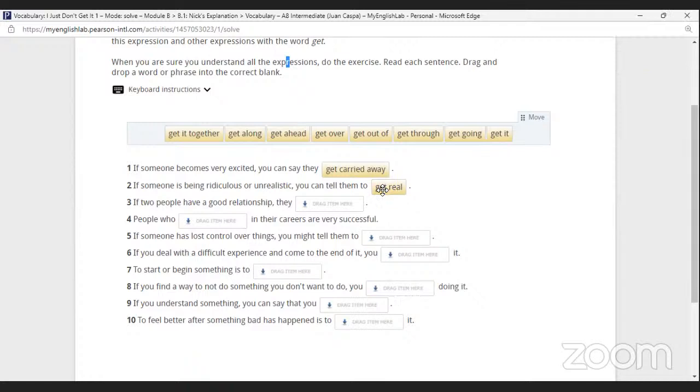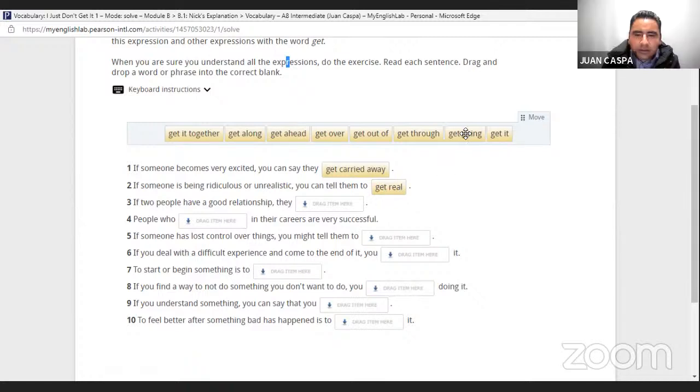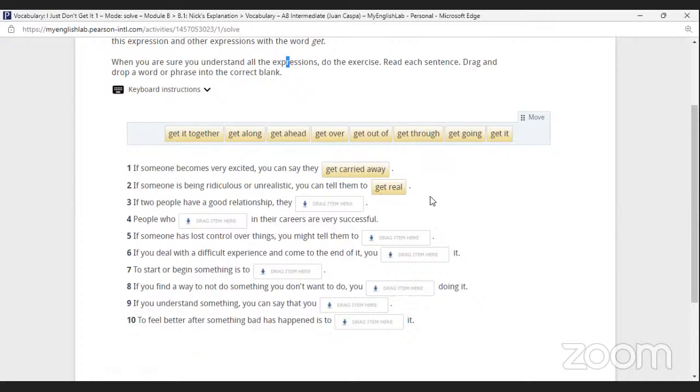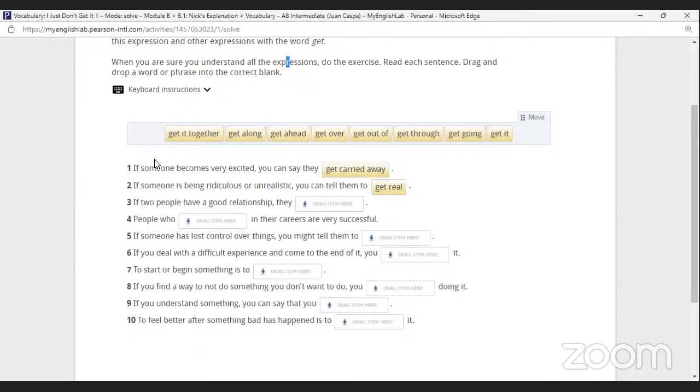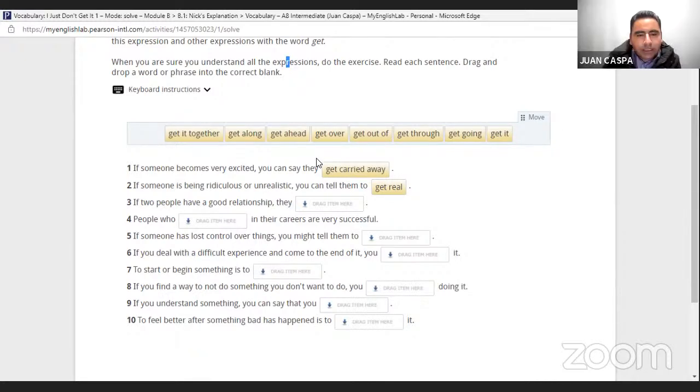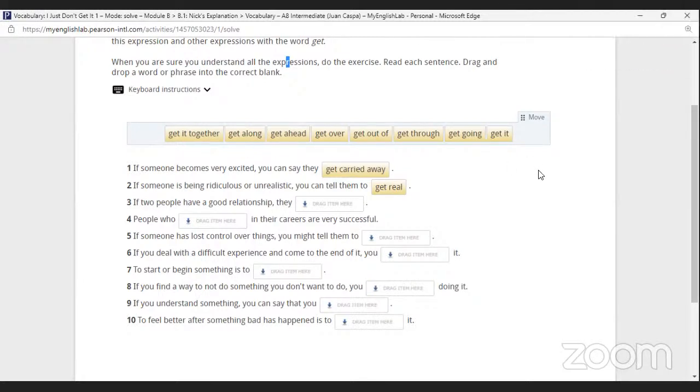Get going. Not really. Get it together. Ir juntos. Together. No, not something similar. Get it. Not really. Have a good... Llevarse bien. Get along. Yes.